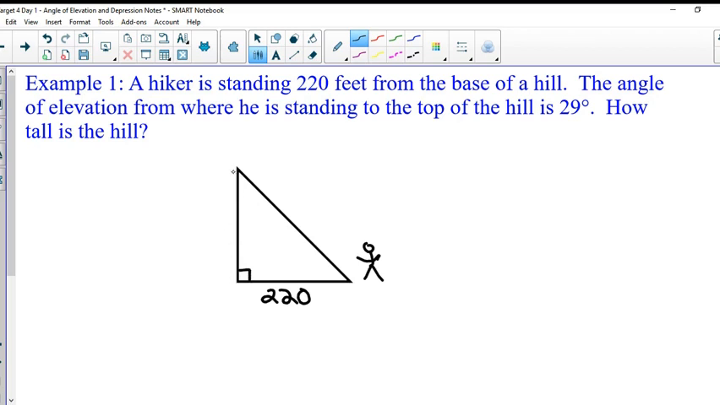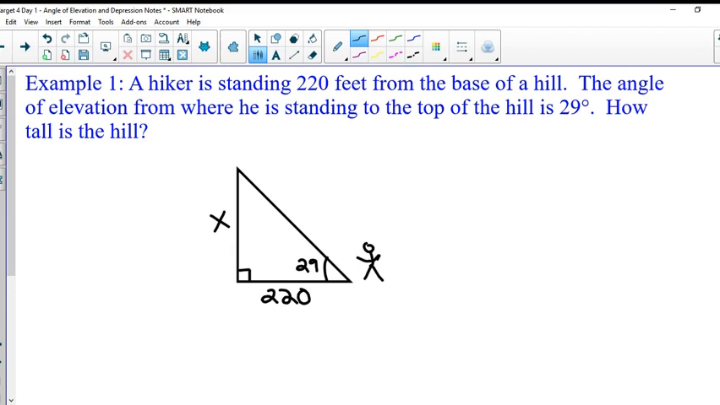Okay, what are we going to label this side? Well, the question is asking how tall is the hill. So if this is my hill and I have to figure that out, there's my x. Okay. Now, the last piece of information we need to incorporate is the 29 degrees. The sentence says the angle of elevation from where he is standing, so here's my hiker, this angle of elevation from where he is standing to the top of the hill, this would be the top of the hill, so this angle right here is 29 degrees. There's our picture. There's our right triangle.